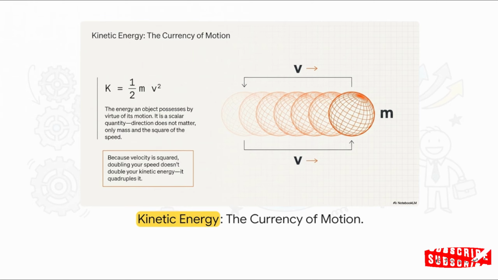It equals 1/2 mass times velocity squared. Because that's speed, the velocity is squared. If you double your speed down the highway, you don't just double your kinetic energy, you actually quadruple it. Think about that the next time you hit the gas pedal. You are spending your physical currency at an exponential rate, which means your brakes are going to have to do 4 times the work to stop you.